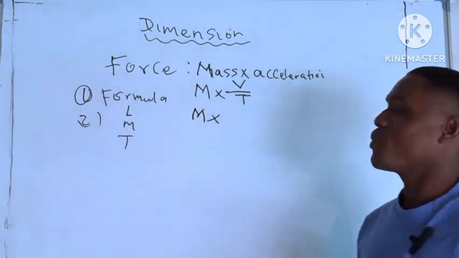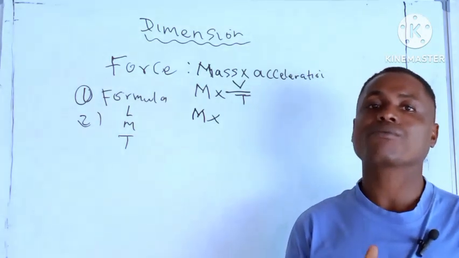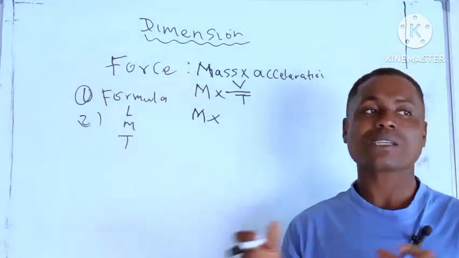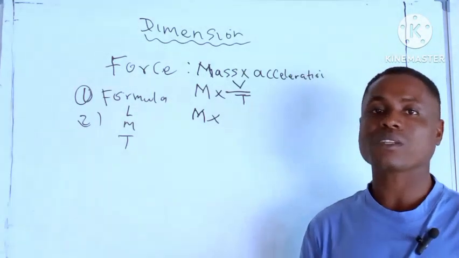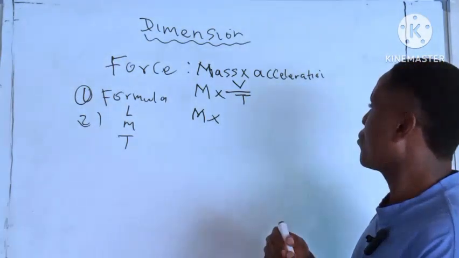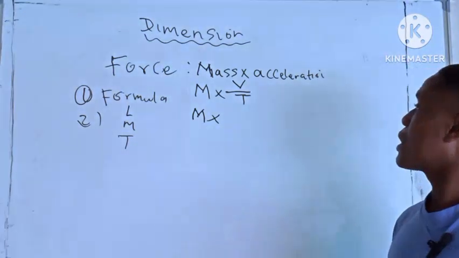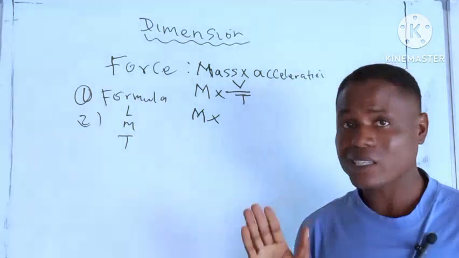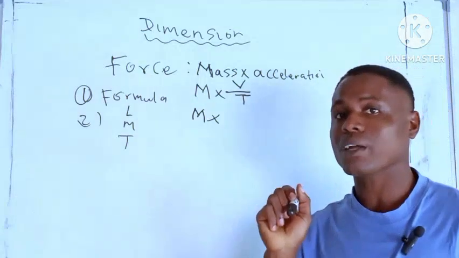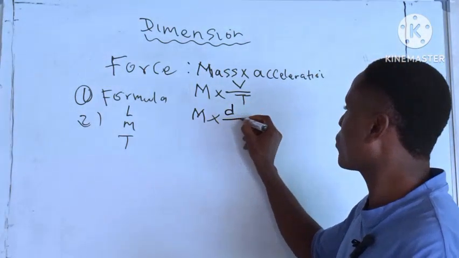Velocity now. Do we still have a formula for velocity? Yes. And what is the formula of velocity? Displacement all over time. Are you getting it now? So this is the step-by-step procedure on finding or solving for the dimension of any quantity. Velocity, the formula of velocity is displacement all over time. So you will not write velocity here again. We are replacing it with its formula.